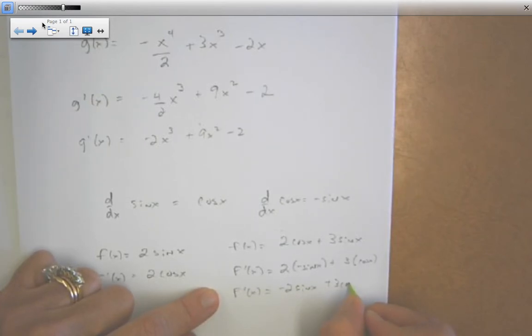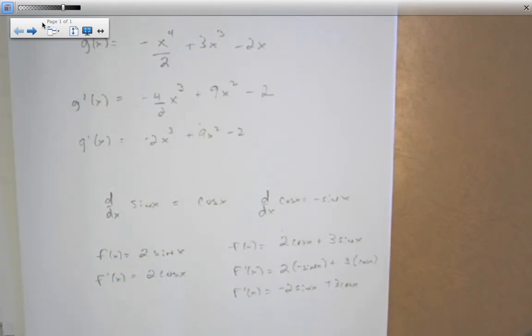plus 3 cosine x. Okay, and we'll work on the homework during class.